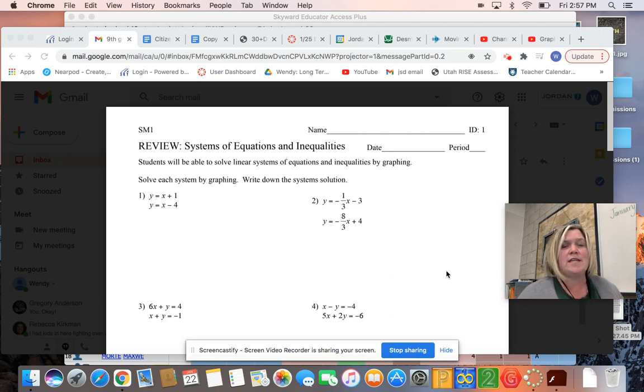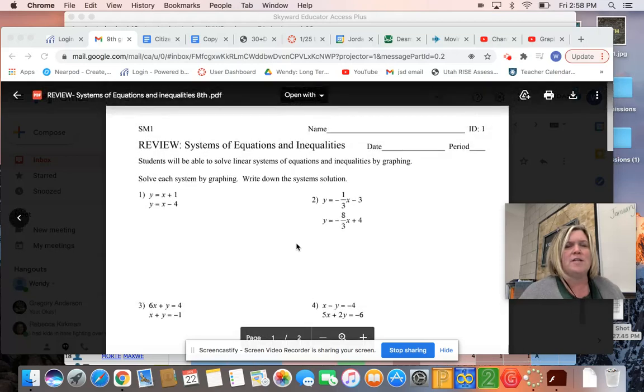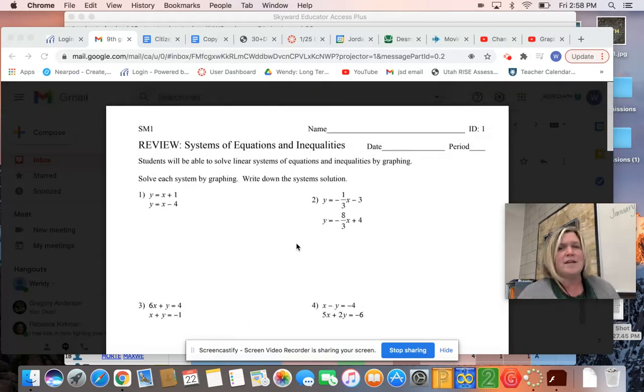Anyway, so today we are going to be looking at the review of systems of equations and inequalities, okay? So that's this paper that you're going to be getting. What we're going to do is use Desmos for it, okay? All the instruction says is students will be able to solve linear systems of equations and inequalities by graphing.